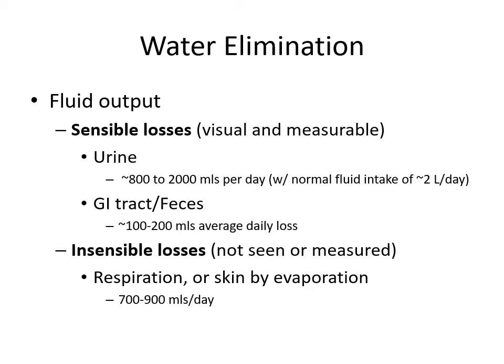Now we also have insensible losses, so these are not seen or measured. Here we have things like respiration or evaporation from the skin, approximately 700 to 900 milliliters per day. If you were in a colder climate, you could see this respiration, but in a warm, humid climate, it's more difficult to visualize this. But again, we are looking at a significant amount of loss through these insensible losses.